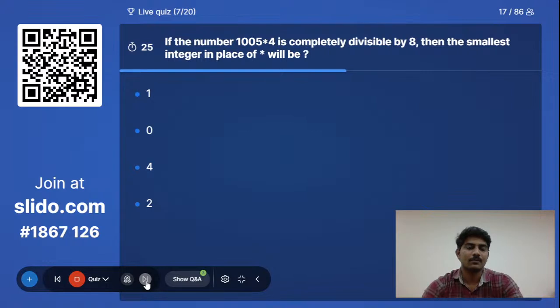You'll have 25 seconds to answer the question, and you'll have four options, that is 1, 0, 4, 2. So try to answer and grab this opportunity to learn something in the session. Meanwhile, invite your friends to join this session so that everyone can utilize this opportunity. Still you have 6 seconds to answer the question.